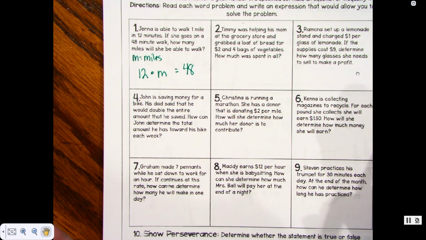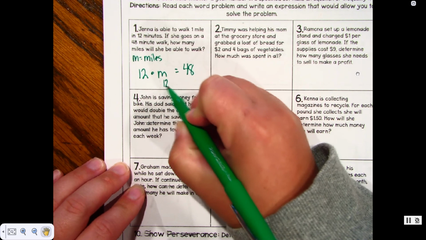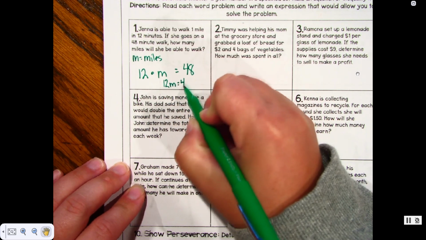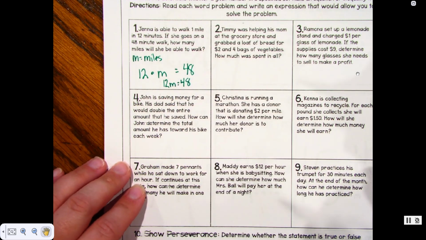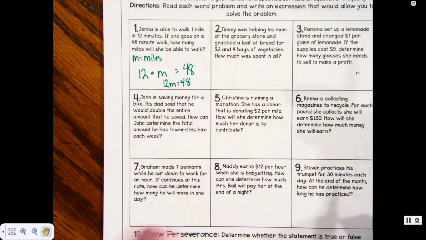Now we know that does equal 4. But you could go on and solve it. Or remember, we could write it like this: 12M is equal to 48. We could also write a division equation. If you'll remember when we learned about these, we said there's multiple ways that you could write them. So just whatever makes sense.